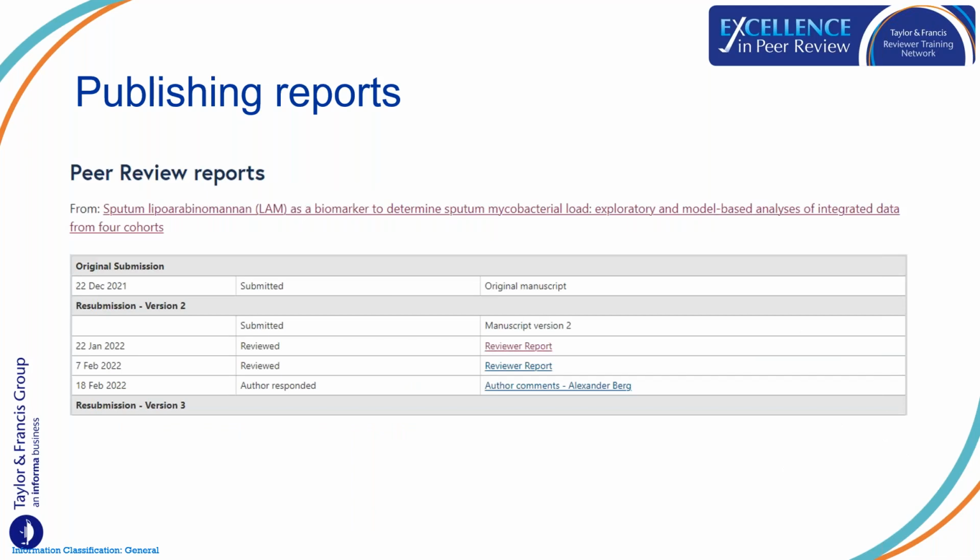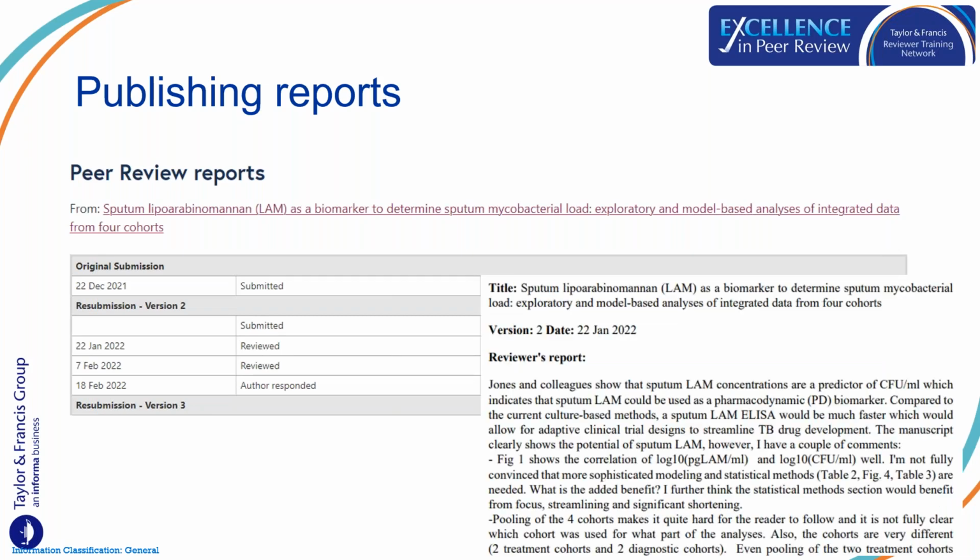So here's an example of what publishing reports might look like on one particular journal. Often journals that publish the review reports will also provide the author comments so that you can not only see what the reviewer said, but what the authors said in response to that. And on this particular journal, here's the example of what it looks like when you click on the review report link. As you can see, in this case, you're not seeing the name of the reviewer, but you're seeing all of the comments that they made.